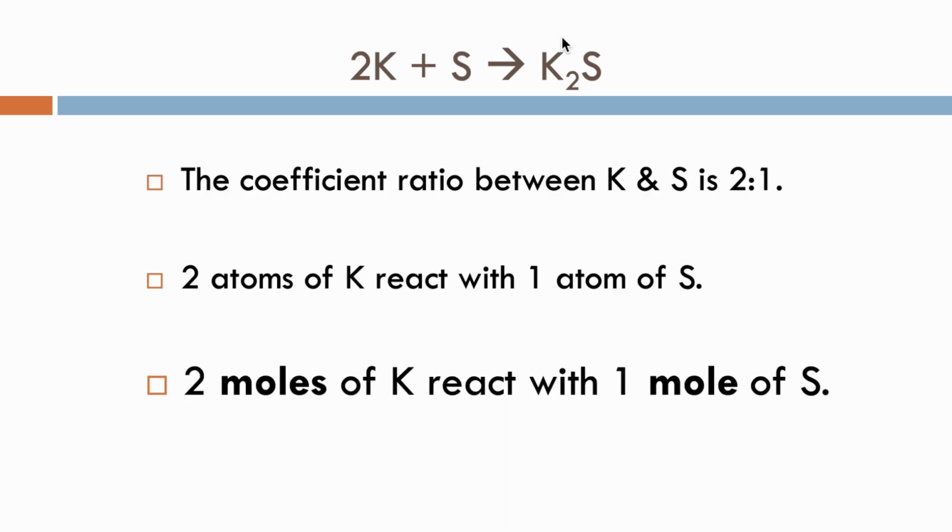Looking at this formula, 2K plus S equals K2S. The coefficient ratio between K and S is a 2-to-1 ratio. That means that for every 2 atoms of potassium, you're going to need 1 atom of sulfur to react with it. So 2 moles of potassium react with 1 mole of sulfur. Remember, atoms and moles are related to each other, and we're going to use the mole to relate atoms to grams.